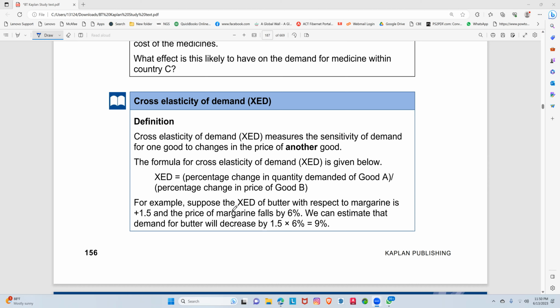Okay. So it is the percentage change in quantity demanded of good A divided by the percentage change in price of good B. For example, suppose the cross elasticity of demand of butter with respect to margarine is plus 1.5. The price of margarine falls by 6%. We can estimate that the demand for butter will decrease by 1.5 times 6%, and that is 9%. These are things we should stay away from.